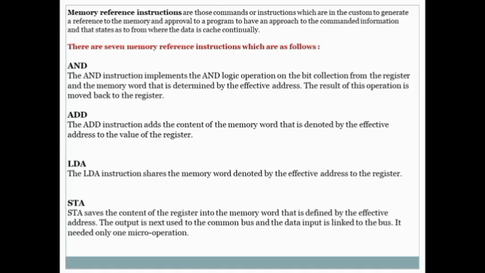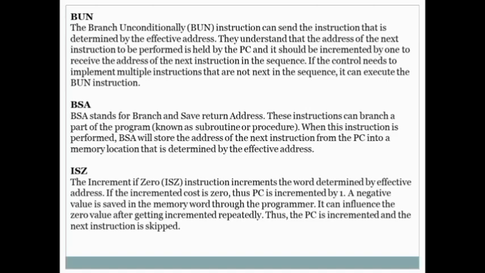The output is next to use the common bus, and the data input is linked to the bus. It needed only one micro operation. BUN, which is the branch unconditionally instruction, can send the instruction that is determined by the effective address. The address of the next instruction to be performed is held by the PC, and it should be incremented by 1 to receive the address of the next instruction in the sequence. If the control needs to implement instructions that are not next in the sequence, it can execute the BUN instruction. BSA. BSA stands for branch and save return address.